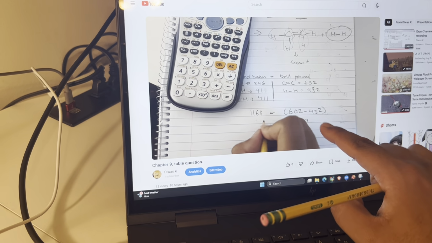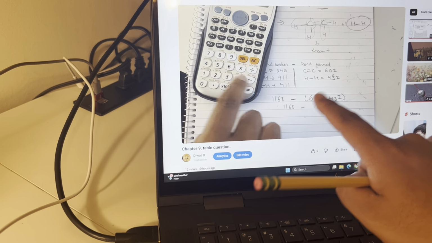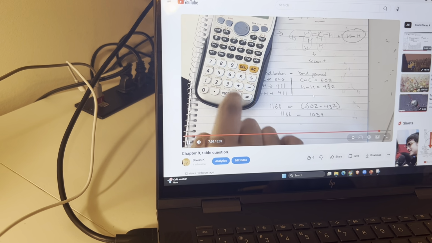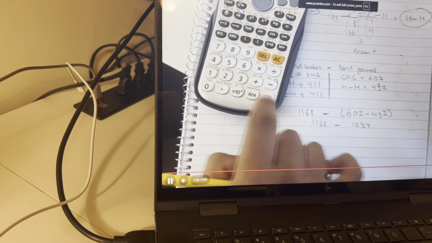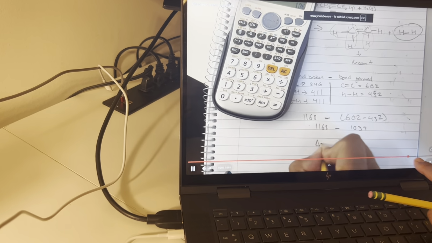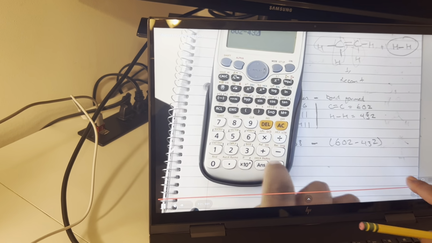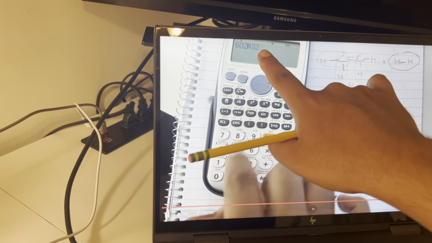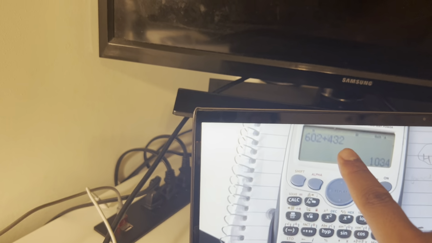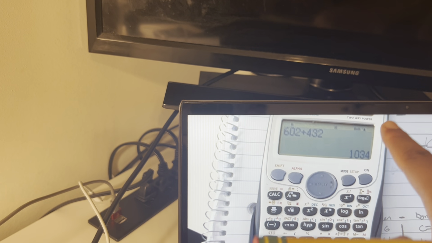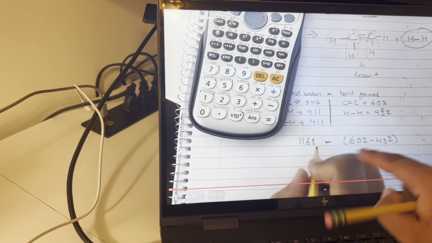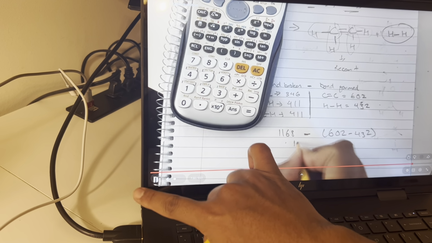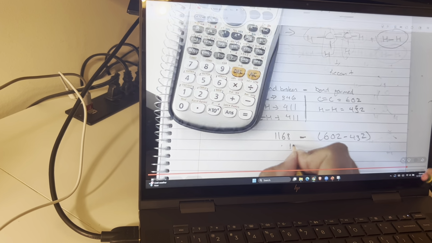602 plus 432. All right, so I did do it in a calculator. I did add it in my calculator. Over here, instead of subtracting, I added, and I got 103, and that is correct. But I didn't say that here, okay? So let me revise this question.